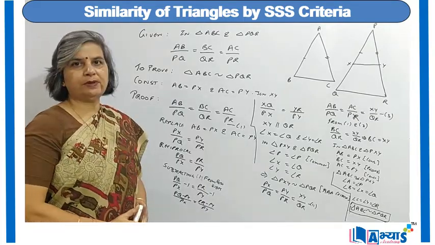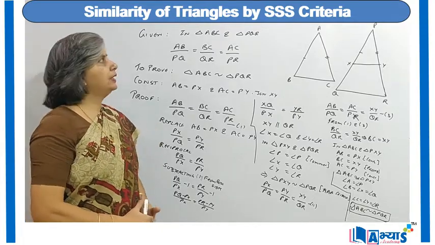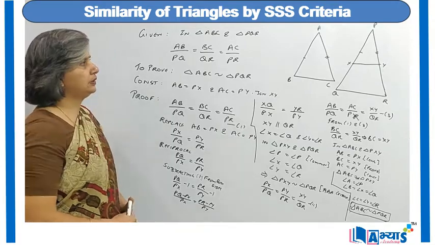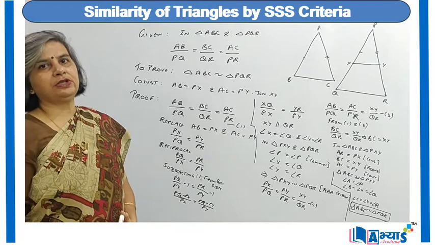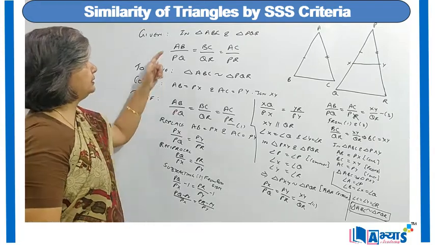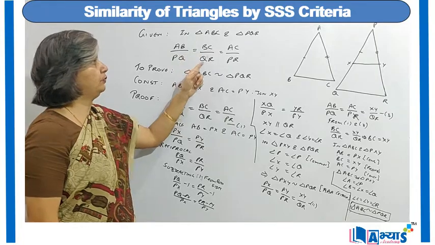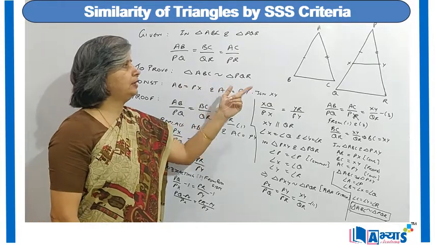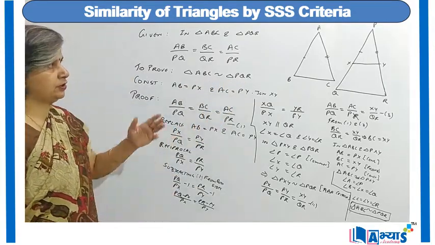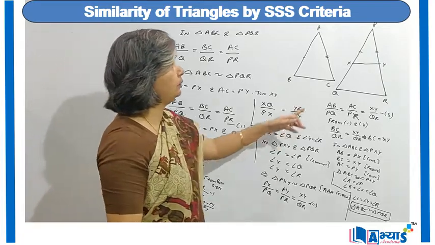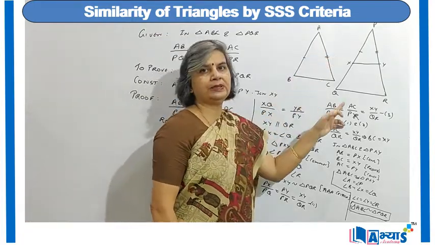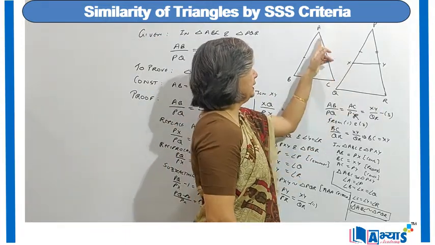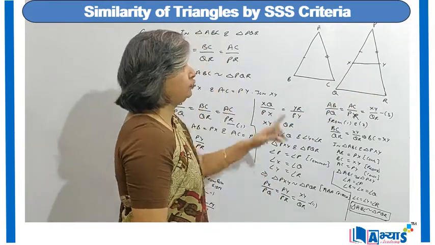Now let us sum up the theorem. We were given two triangles, triangle ABC and triangle PQR, and we were given that the sides are in ratio. That means three sides of one triangle are correspondingly in ratio with the three sides of the other triangle. That is, AB upon PQ is equal to BC upon QR is equal to AC upon PR. And we have to prove that triangle ABC is similar to triangle PQR. So for this we have done some construction. We have taken a point X on PQ such that AB is equal to PX, and similarly we have taken a point Y on PR such that AC is equal to PY, and then we have joined XY.